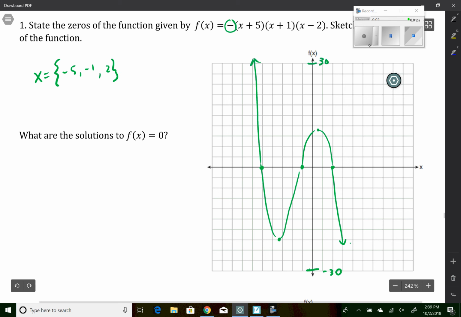Something that some of you forgot on your quick quizzes in Accelerated, don't forget to give it a name, right? Everything here has a name. Now, the other thing that it asks us to do is to find when f of x equals 0. This is just a fancy way of asking us to find the y-intercept. Where does this graph cross the y-axis?